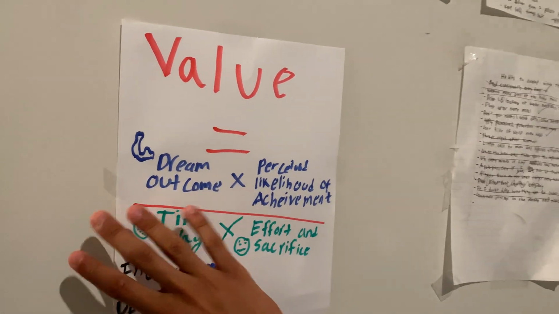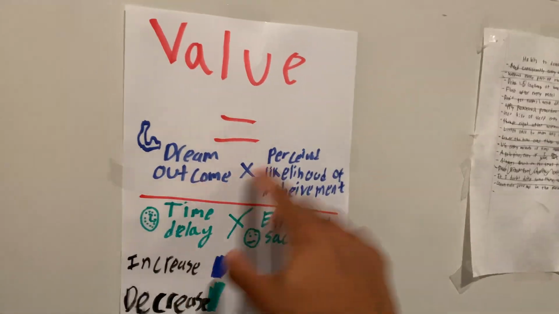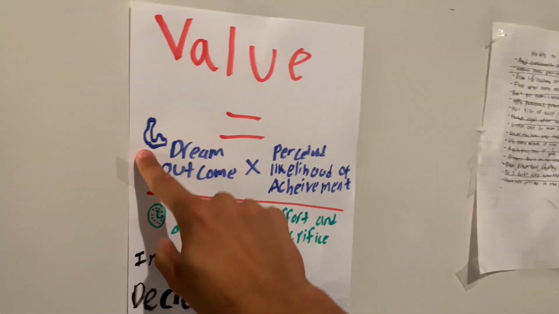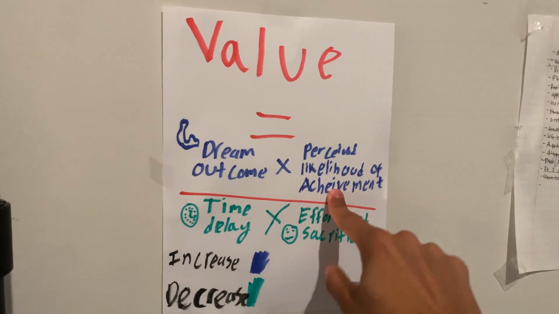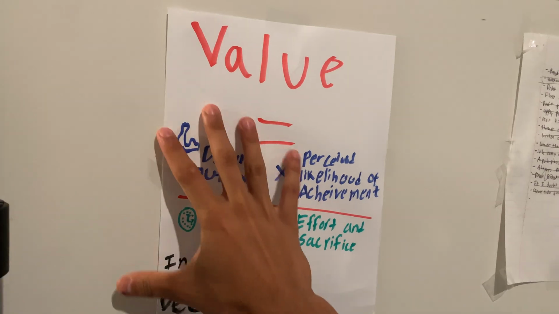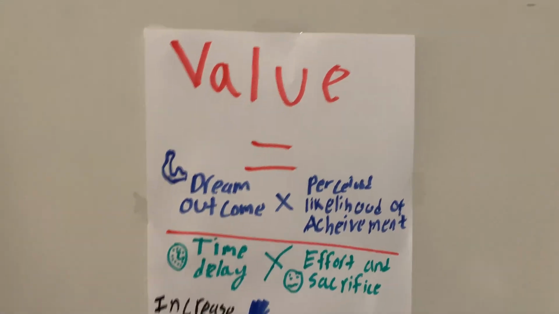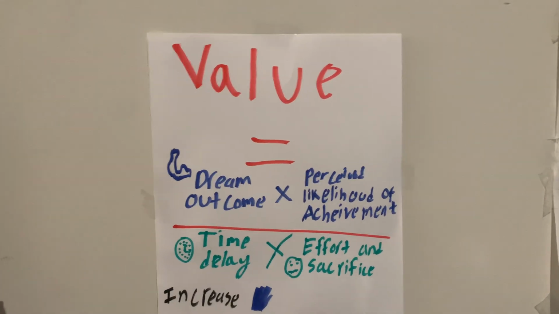A lot of effort. So all of a sudden, the bottom part of the equation has increased, which is not what we want. And the top part stays the same as a workout, right? You still get your dream body, you still get the perceived likelihood of achievement, but because this bottom part is increased, the whole value equation goes down by a lot. And so that's why working out is not really too valuable to people.